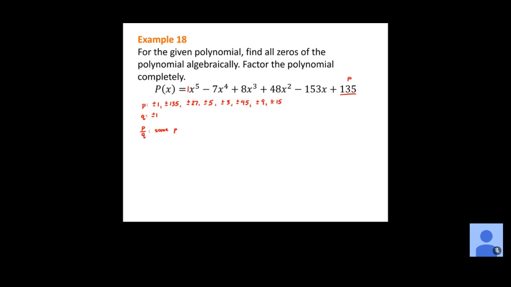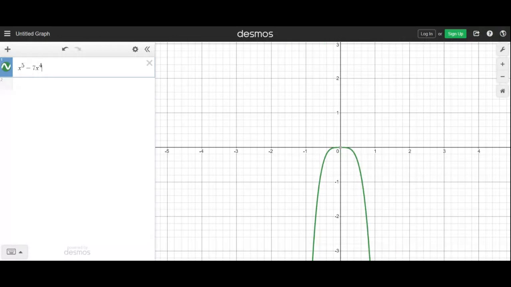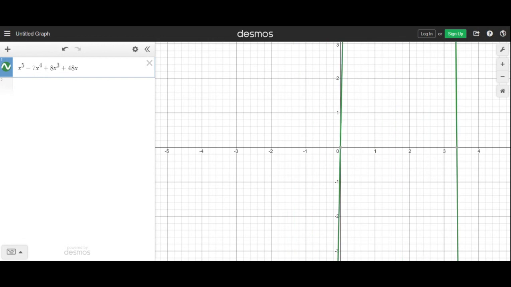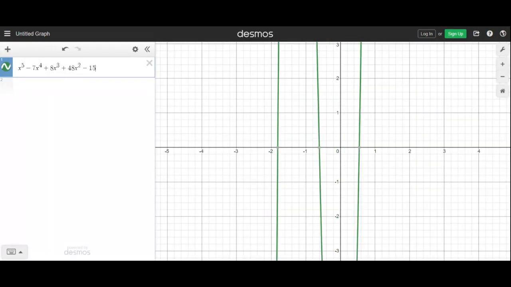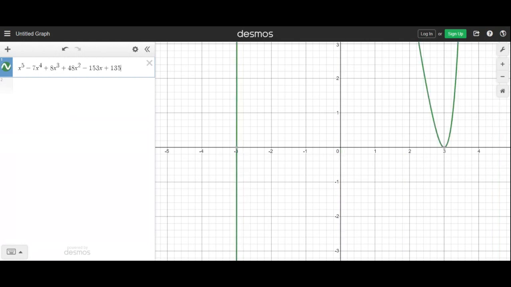Now we can go to the graph, right, take a look at which values might actually work, and then we'll test to see which ones do, right? So I'm going to graph this. So we've got x to the 5th minus 7x to the 4th cubed, 48x squared minus 153x plus 135. All right, so now looking at that graph, which values does it look like we might want to test this time?